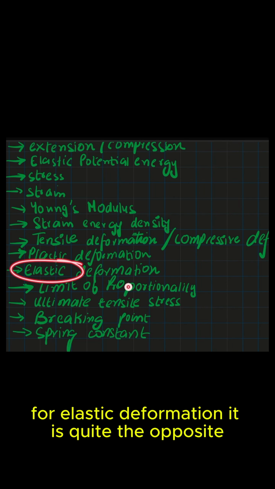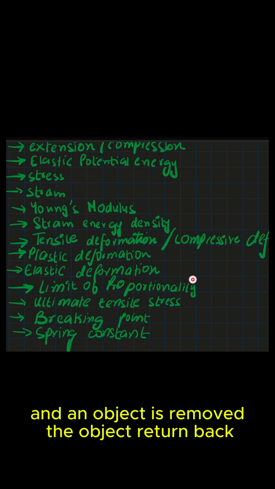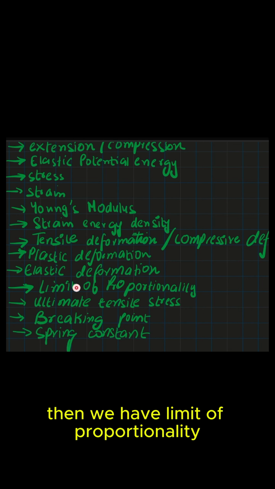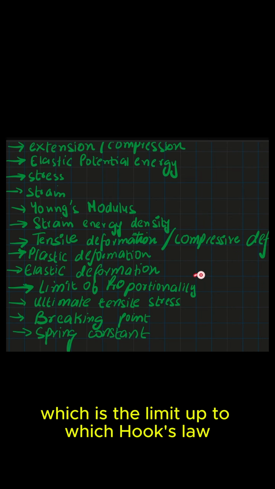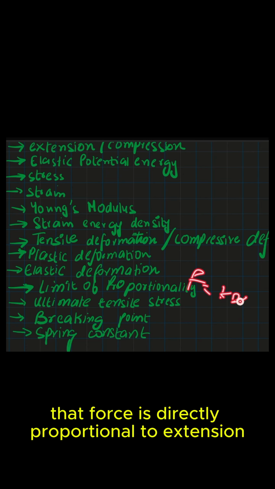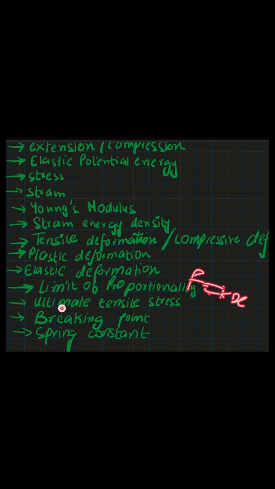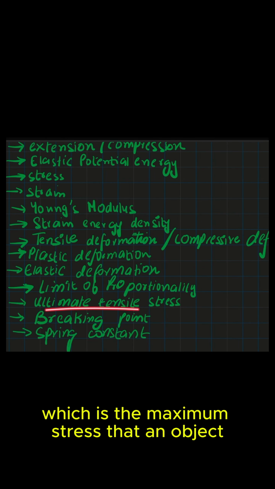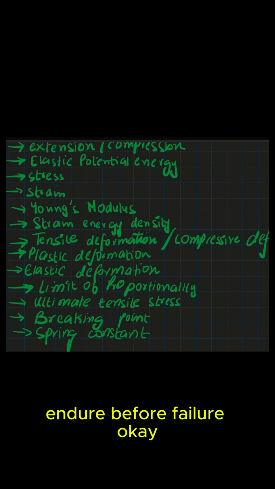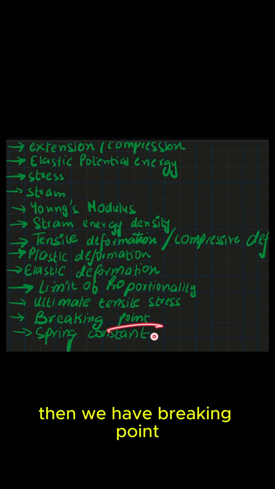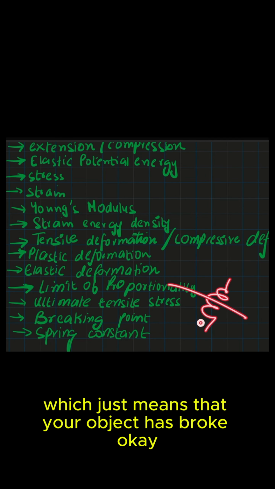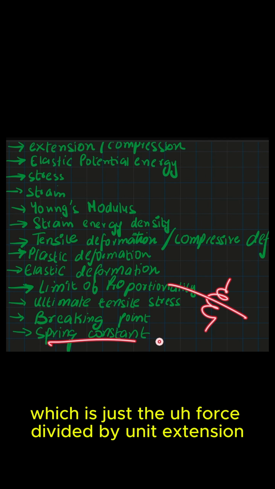For elastic deformation, it is quite the opposite. That means after an applied force on an object is removed, the object returns to its original length. Then we have limit of proportionality, which is the limit up to which Hooke's law, which states that force is directly proportional to extension, is obeyed. Then we have ultimate tensile stress, which is the maximum stress that an object can endure before failure. Then we have breaking point, which just means that your object has broken, and the spring constant, which is just the force divided by unit extension.